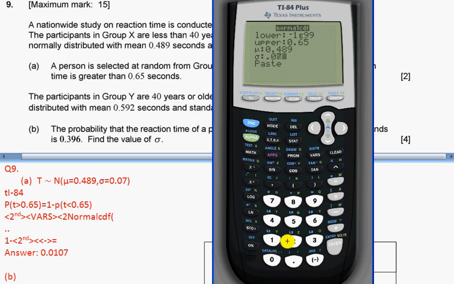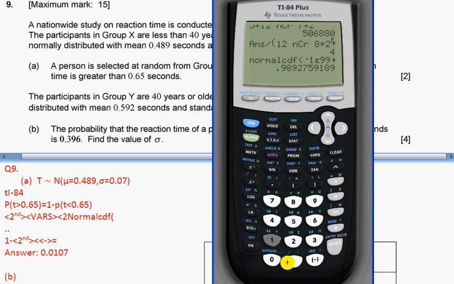But we need 1 minus, so we put 1 minus, and our result, second answer. And this is what we need. To 3 significant figures it will be 0.107. So this is the answer. So this we did. Right, okay.